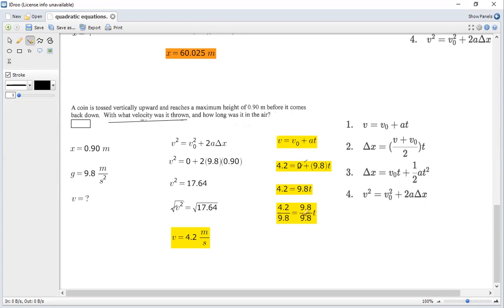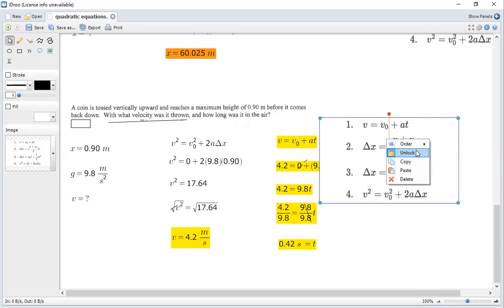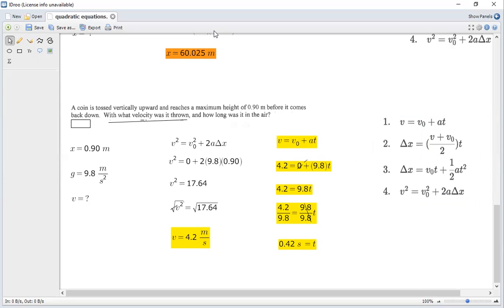Look, we cancel. And what is this answer? 0.42. And this is seconds, meters, or what? Seconds. Equals time. Look. That's all. We already answered both questions. Did you understand? Yes. Okay. So that's all for today. Now you can start working.